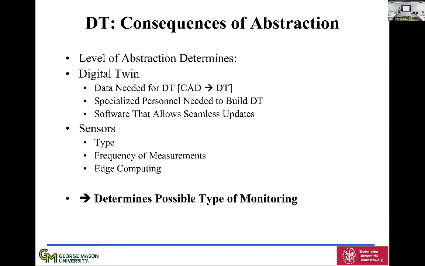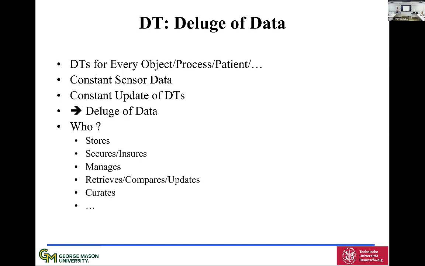It will determine the type of sensor that you can use. And so it will also then determine the type of monitoring that you're going to do. There's no point in having a super sensor if my digital model is basic. So what happens now if you think about the consequences of this in the future?